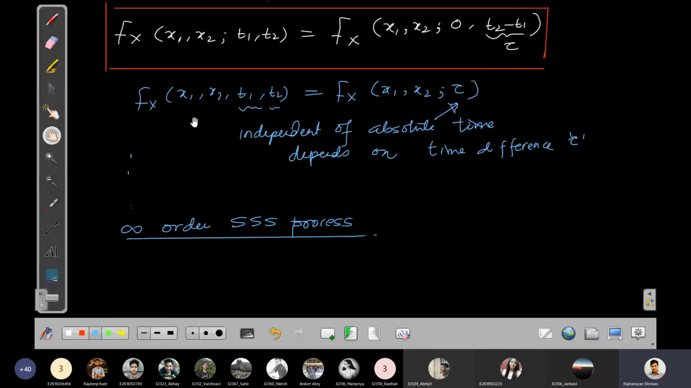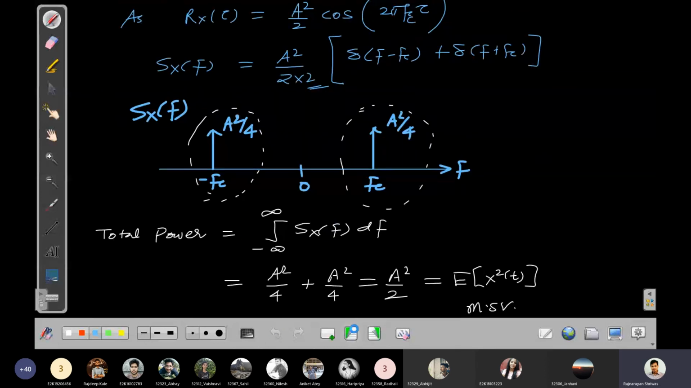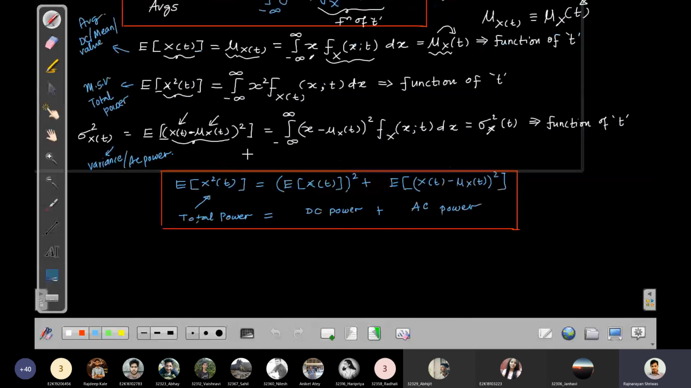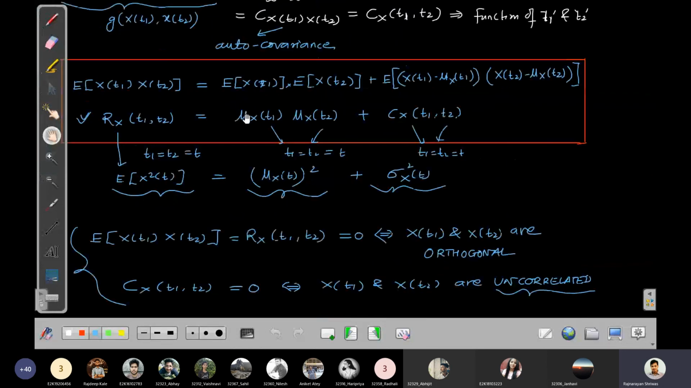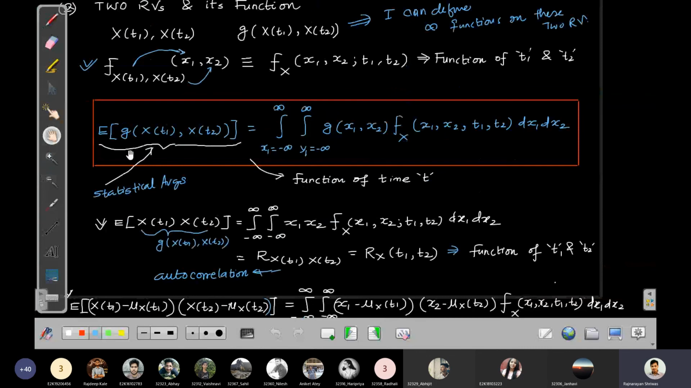So this is why the second order PDF, the second order stationarity, what it says, if you see this, go back and check the definition of autocorrelation and autocovariance, function of two random variables. Where is that? Here it is. This one. So all the statistical properties which are dependent on second order PDF are going to be function of time difference, because this is a second order stationarity process.